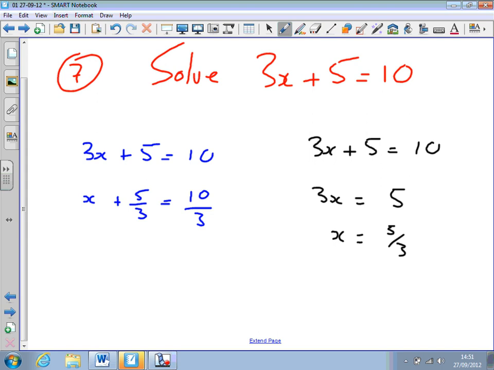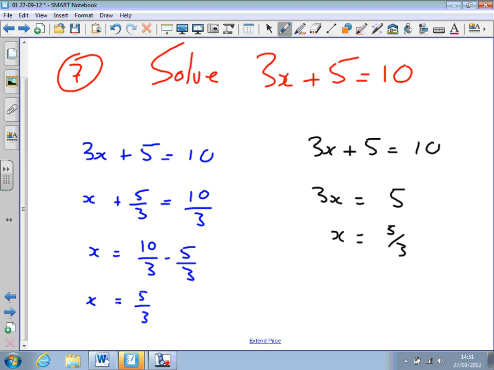Now I would subtract 5 over 3 from both sides, so x equals 10 over 3 minus 5 over 3. What's 10 thirds minus 5 thirds? 5 thirds, same answer. So in other words, Philippe, you get the same answer both ways, just that's probably easier.